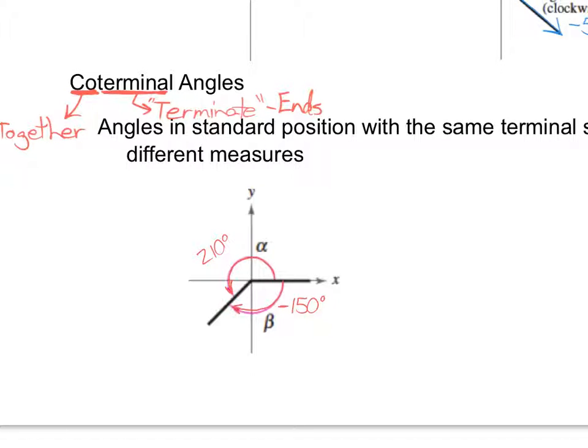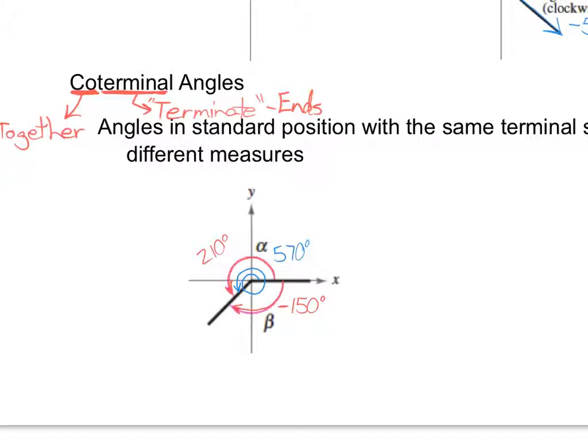And that's because, what if we rotated a full circle and then went there? That would be a full 360 degrees plus another 210. So 360 plus 210 would be 570 degrees. Okay? So 570 degrees would be a coterminal angle to 210 or to negative 150.